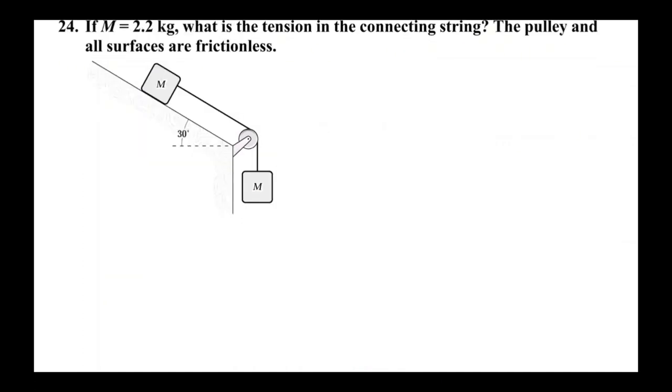If M equals 2.2 kilograms, what is the tension in the connecting string? The pulley and all surfaces are frictionless. Now, here's the situation. We would like to calculate the tension in this one here.